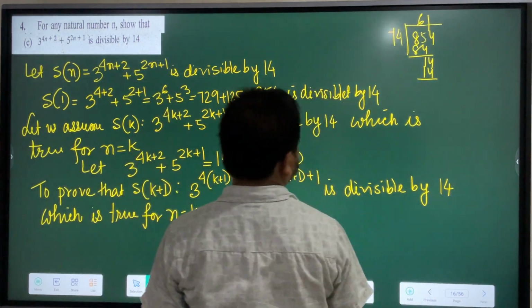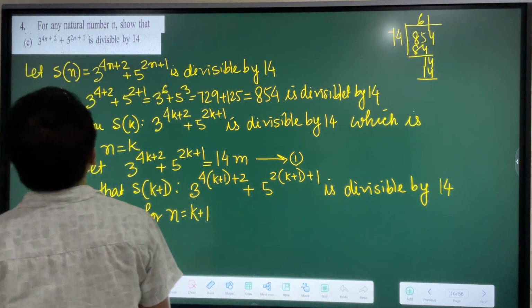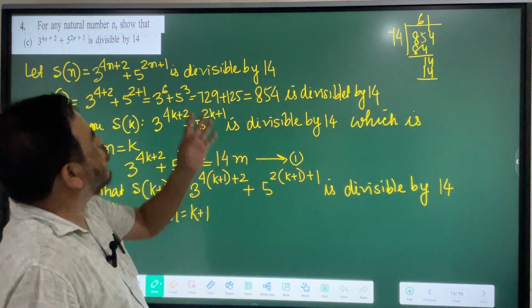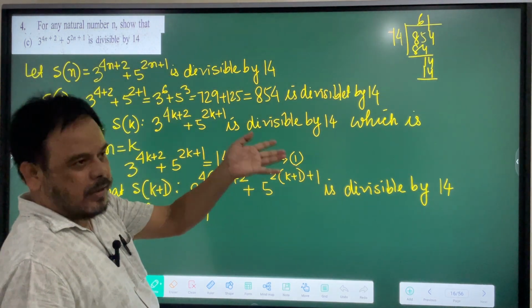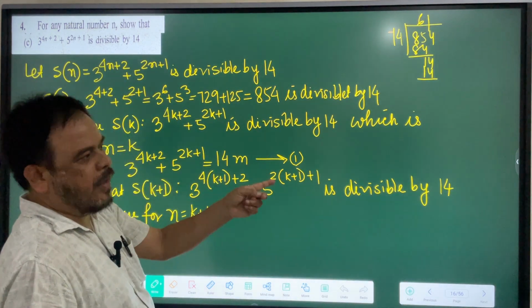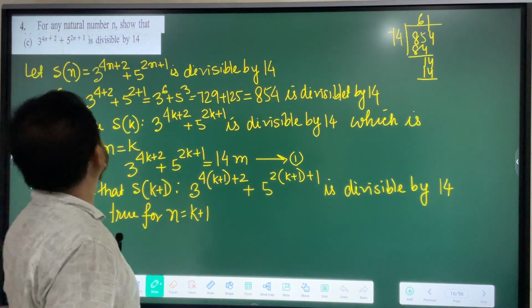14. So the process is the same. There is no difference in the process. So we will try to get 14 into something. Previous first one 3, second one 5, third one 7, now fourth one 14.